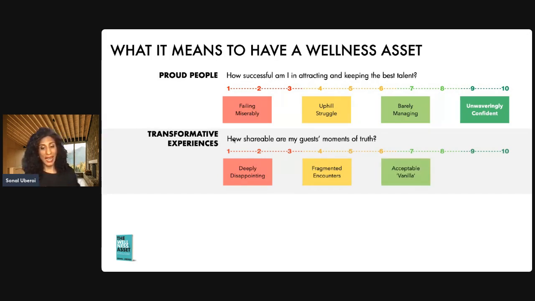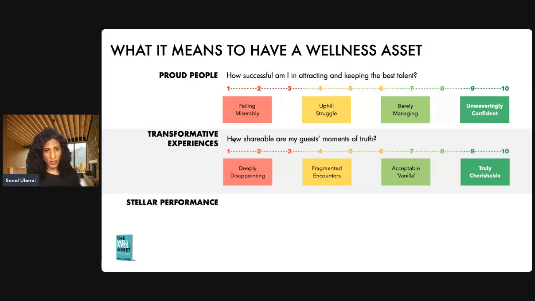And those that have an opportunity have guests that are happy with their experiences, but they don't tend to be different. They're just one of another, the acceptable vanilla. And those that have assets have guests that report truly cherishable moments, because these hoteliers have managed to create truly unique and memorable moments that these guests can share, and these experiences become transformative experiences for their guests.